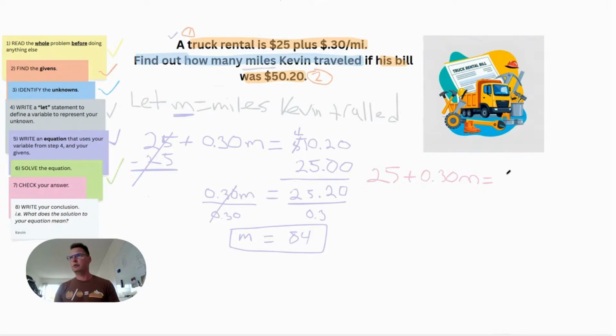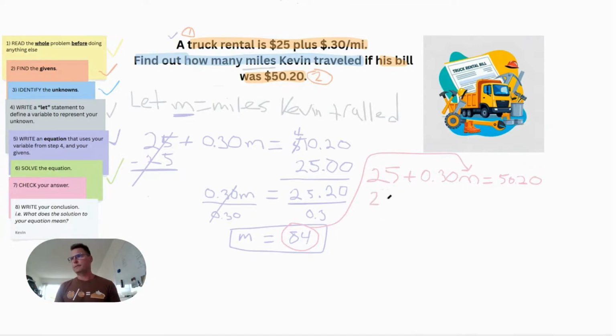So what was it? The original one was $50 equals $50.20, right? Let's cover it up here a little bit because we did a subtraction problem, but it was this here, right? So we figured out that m was equal to 84. So if this is 84 and this is an equation, both sides should come out to be equal, right? If they are, we know we got the right answer.